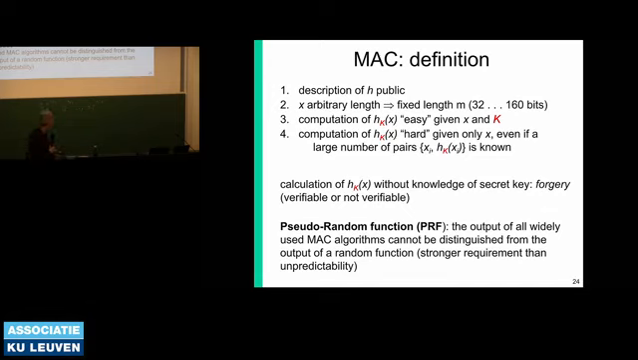So more or less, the random function is a MAC where every bit is really random, and this is what we design in practice. So in practice, if we need a MAC, we use a pseudo-random function.